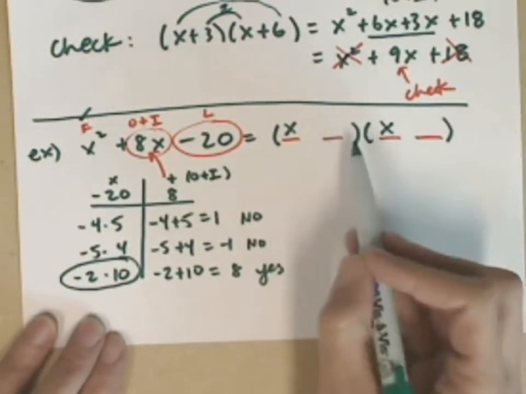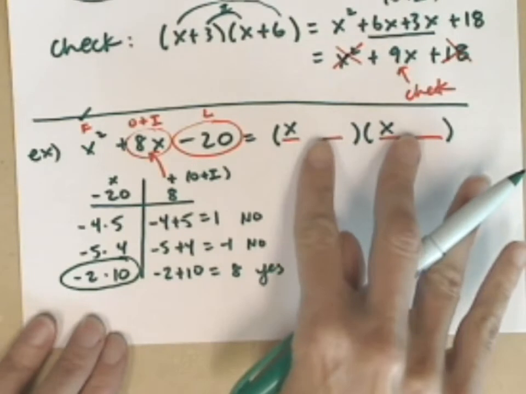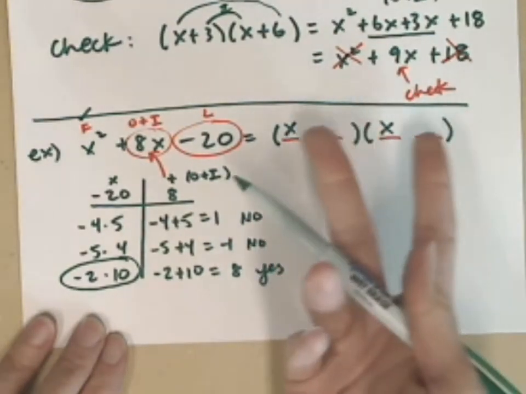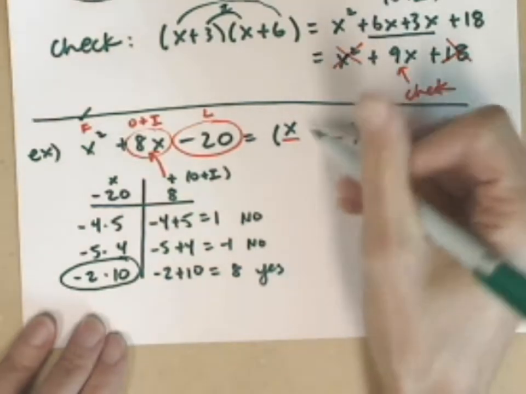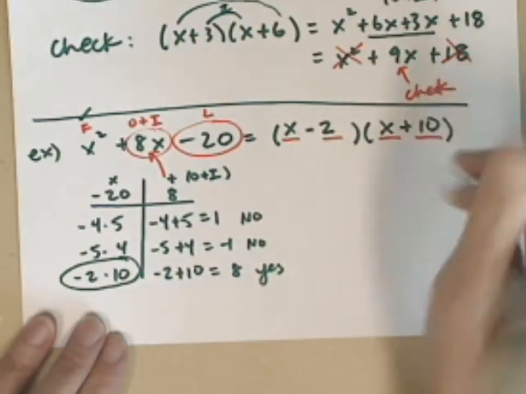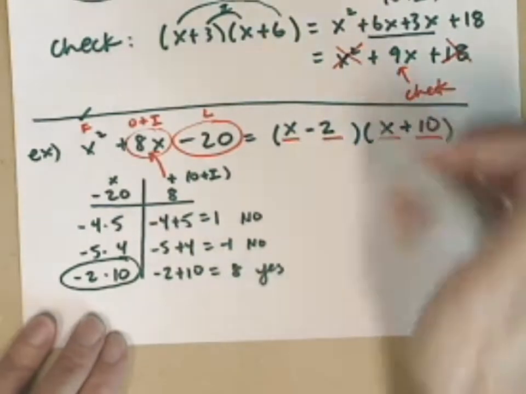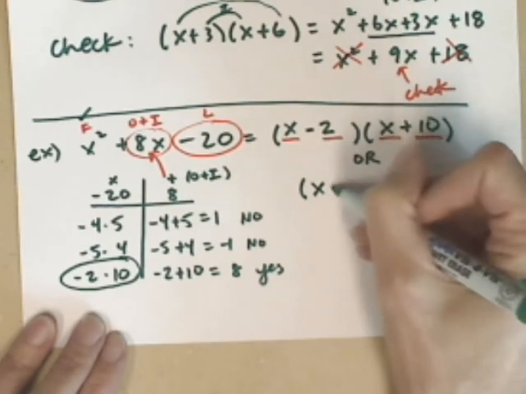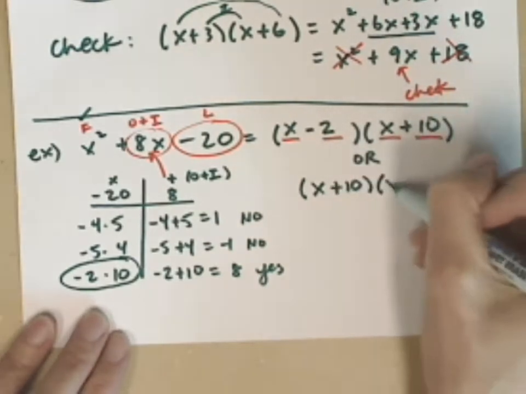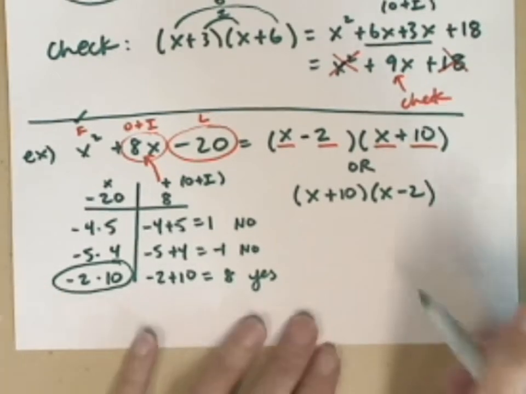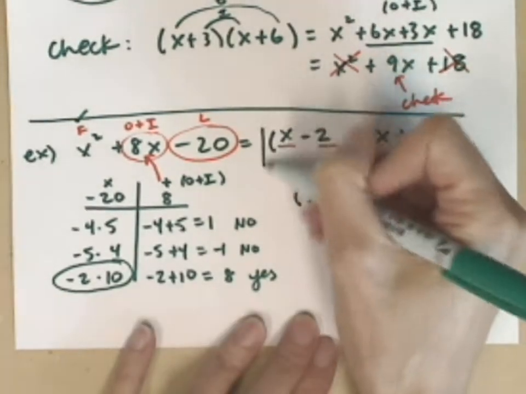The order here doesn't matter because I can write these sets of parentheses, since they're being multiplied, in either order. I could switch them around and write them in the reverse order. But I'm going to just write them in the order that I have them here. It's a negative 2 and a positive 10. So what I was saying a second ago was that you could also have written it as x plus 10, x minus 2, and you'd still be correct. So either one of these is correct.